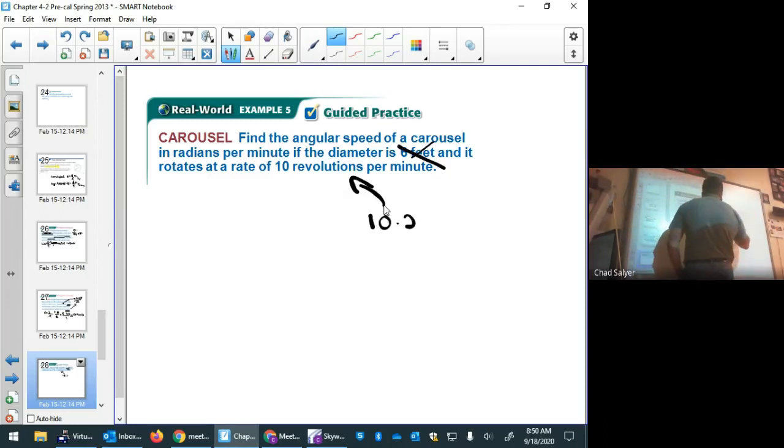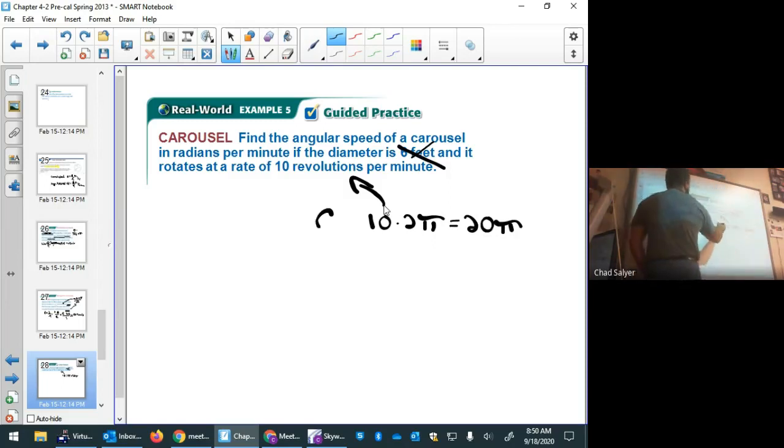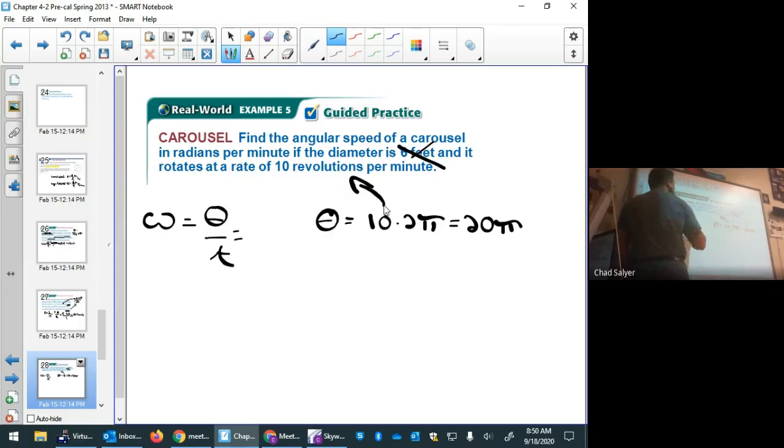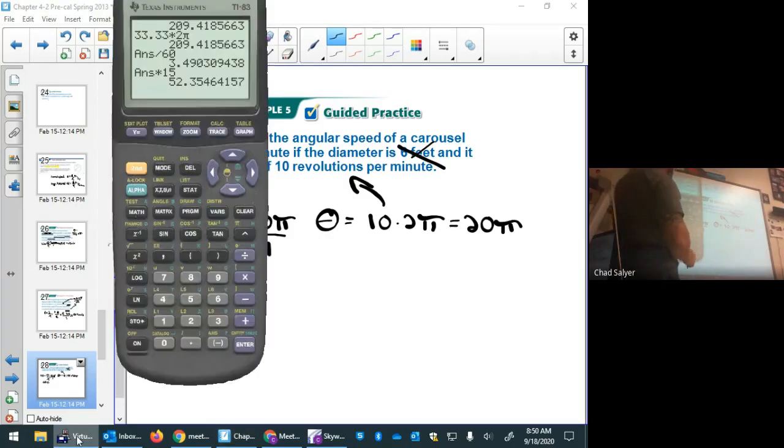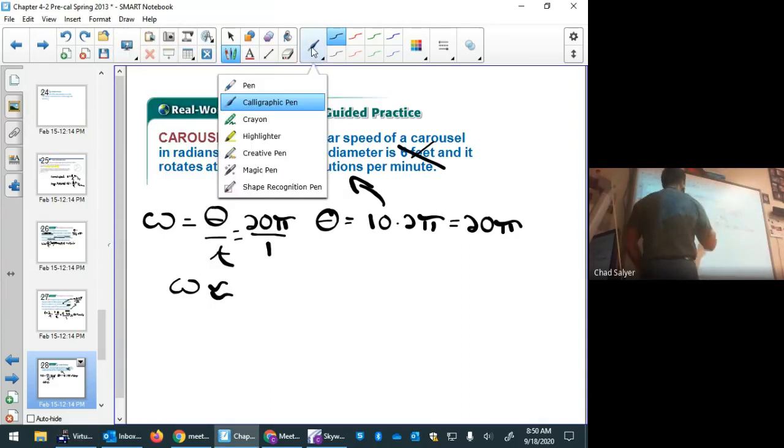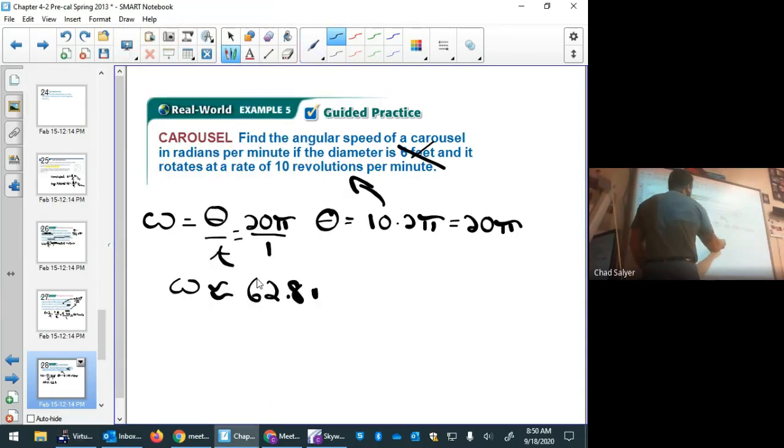So it's 10 times 2 pi, or 20 pi. So that's the theta. And remember that omega equals theta over T. And here the T is just 1 minute. So that's 20 pi over 1. And they don't tell us to approximate, but we will just for consistency's sake. 20 pi is about 62.8, and that's in radians per minute.